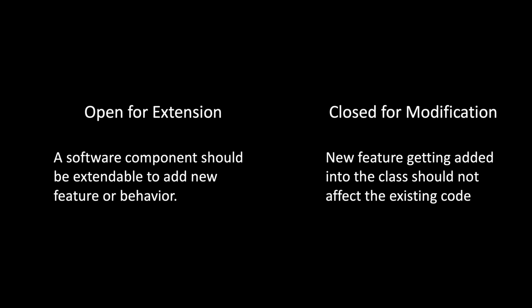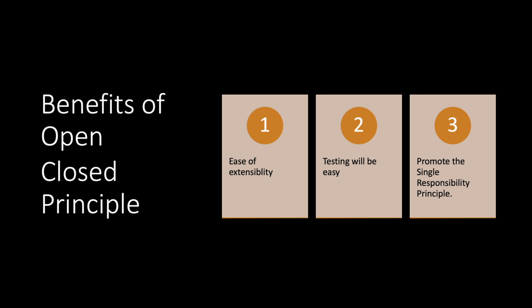So with open for extension, we mean that a software component should be extendable to add new features or new behavior. And closed for modification means that a new feature which we are adding should not affect or change any existing behavior or code. If we are modifying an existing class just to add a new feature, then we are not following the open-closed principle.